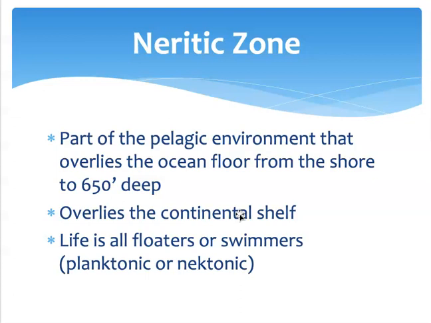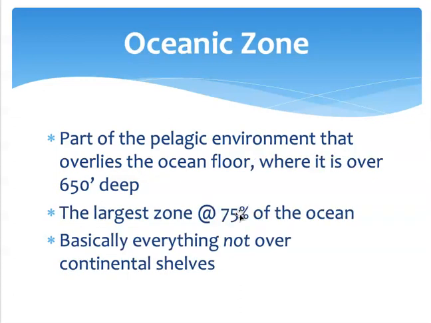We see planktonic and nektonic again. Those haven't changed. Plankton are still your floaters. Nekton are still your swimmers. And those are niches. Those are food chain levels. This, as we said earlier, is by far the majority of the ocean. Last bullet is the one that says it all. Essentially everything that's not over the continental shelves.